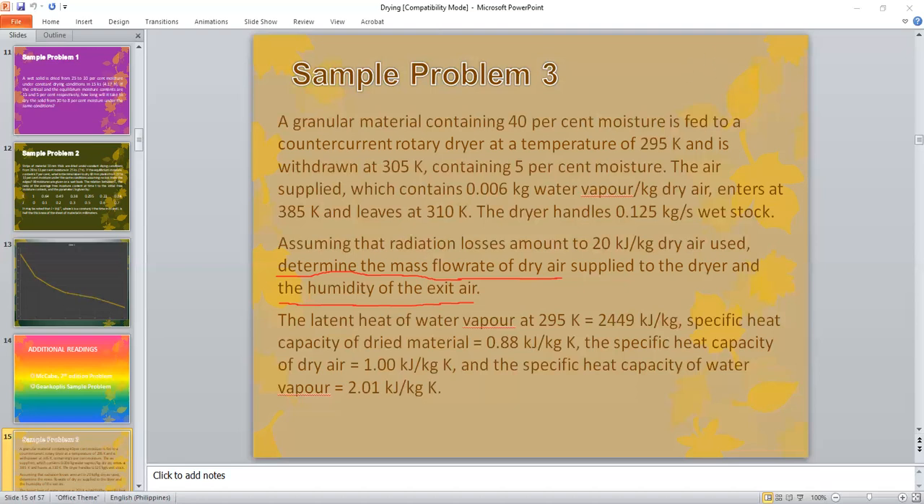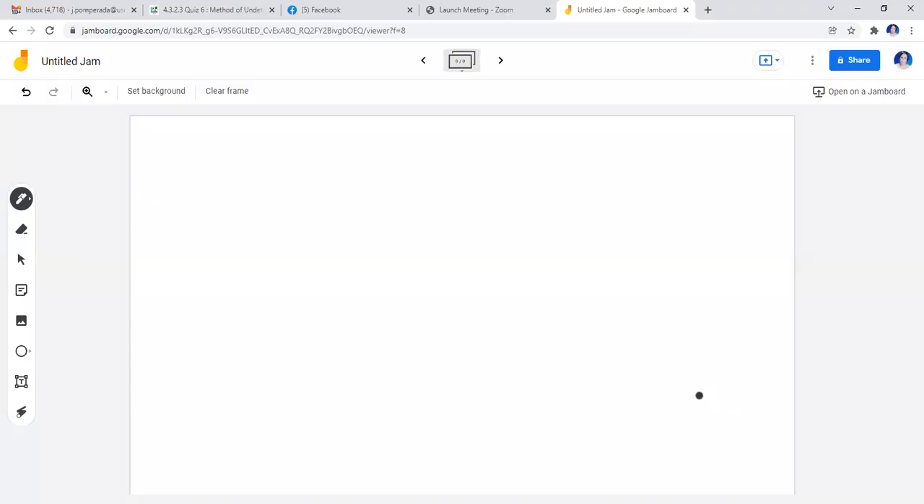Okay, now we'll go to our board for the solution of this third sample problem. Okay, I can't see my board. Okay, let me share. Okay, so problem number 3. Start with the given.